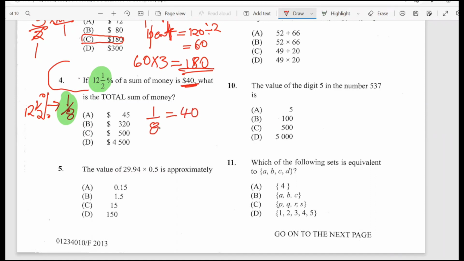So if I know that 1/8 is 40, and I want to find the total sum, I need 8 8s, which means that all I have to do is to say, oh, I need 8 8s. That means I need to multiply this by 8, and I will get 320 for the total, because 1/8 times 8 gives you 8 parts out of the 8, and the answer would have been B right there.